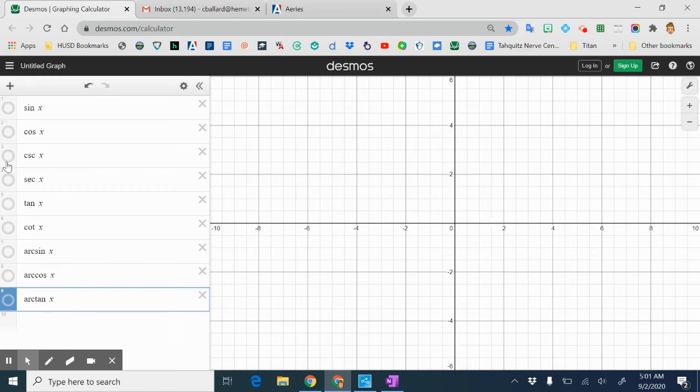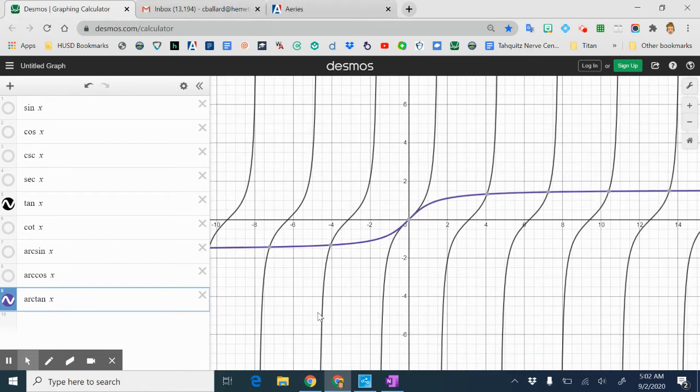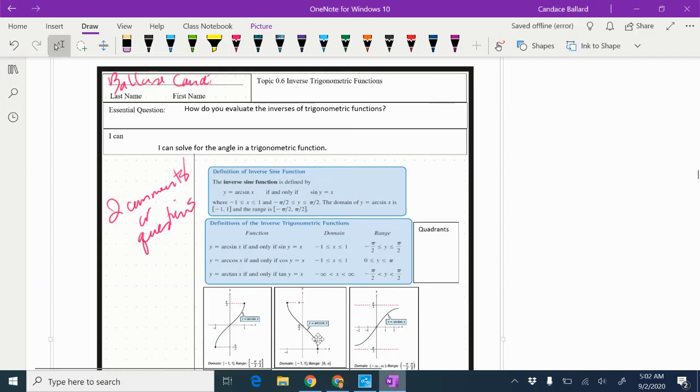And let's look at arctangent. We're not going to do the additional three. So there's tangent, there's arctangent. Its domain's a little bit different, but you'll notice that it definitely levels out. It does not go beyond certain y values, okay? So I am going to go ahead and flip into notes here.